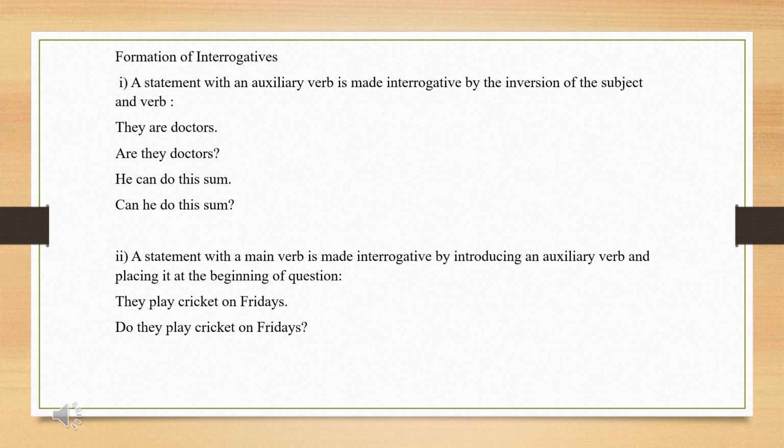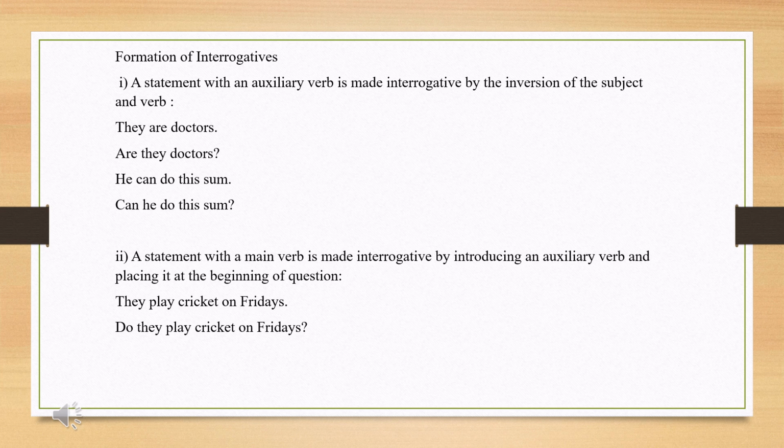Next one, formation of interrogatives. There are two types. First one, a statement with an auxiliary verb is made interrogative by the inversion of the subject and verb. Look at the example sentence. First one, they are doctors. It is a statement. Are they doctors? It is an interrogative sentence starting with the auxiliary verb are. Next one, he can do this sum. It is a statement. Can he do this sum? It is an interrogative sentence starting with the auxiliary verb can.